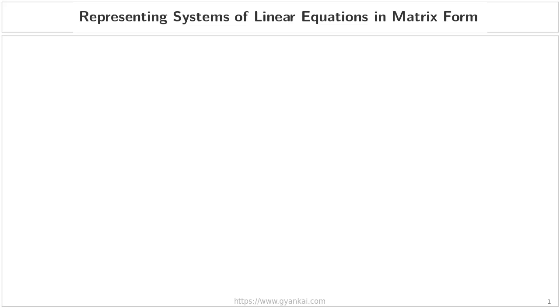Representing systems of linear equations in matrix form. Hello, everyone. Let's begin our lesson on representing systems of linear equations in matrix form.